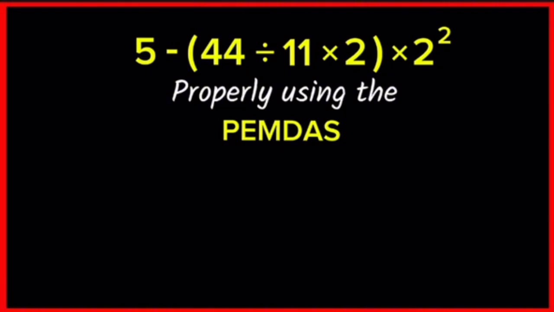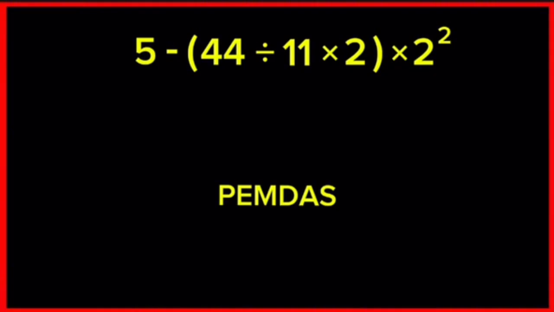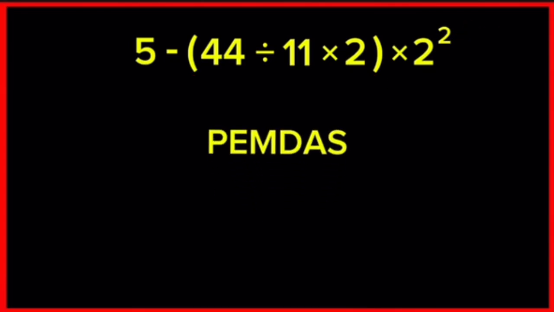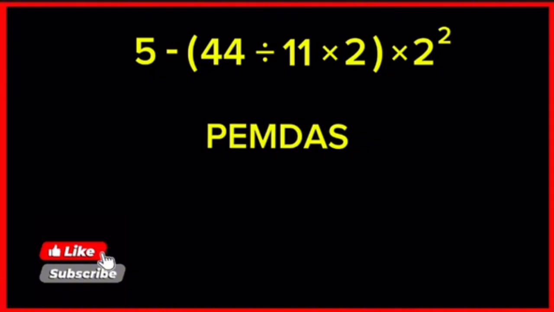In this rule, the letter P stands for parentheses, E stands for exponents, M stands for multiplication, D stands for division, A stands for addition, and S stands for subtraction. Looking carefully at the expression, we first notice the subtraction sign, then the parentheses, followed by multiplication, and finally the exponent. According to PEMDAS, the first operation we must handle is the expression inside the parentheses, because parentheses have the highest priority. Inside the parentheses, we have a division followed by a multiplication.